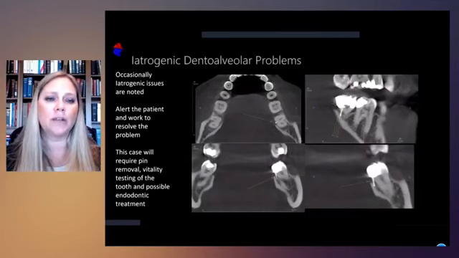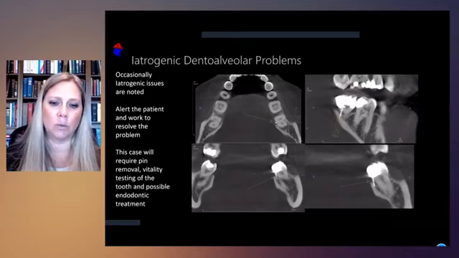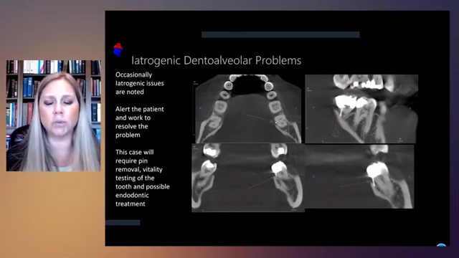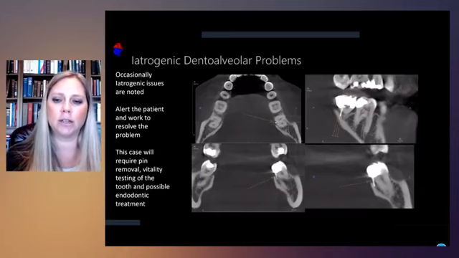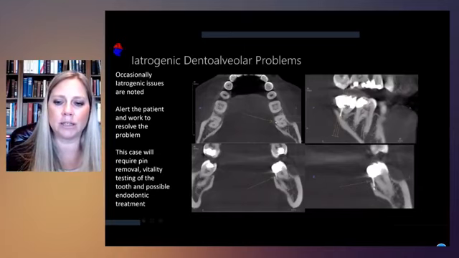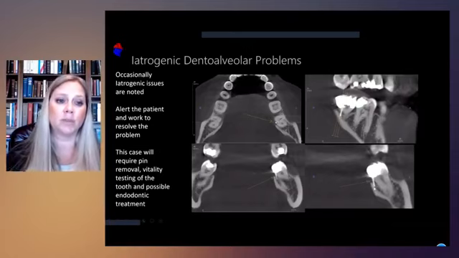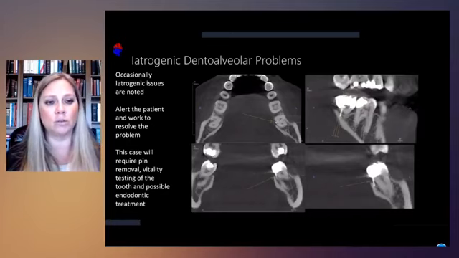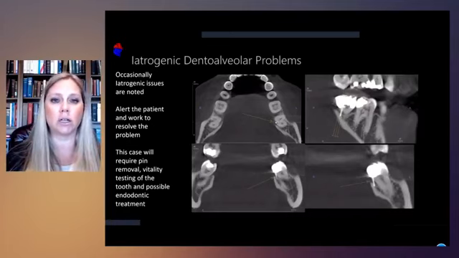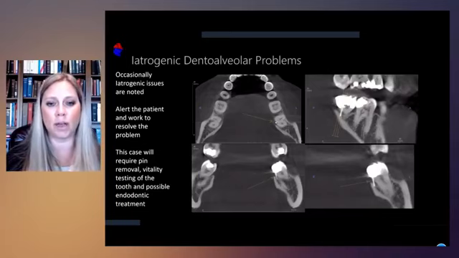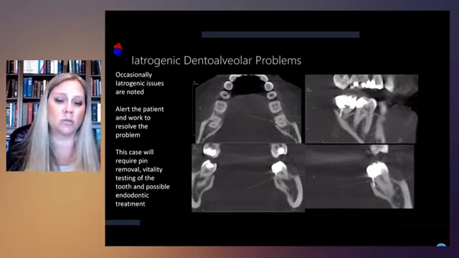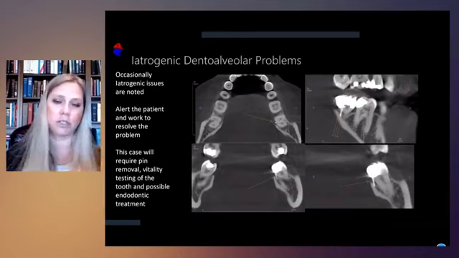We can also have various iatrogenic problems as well. And so in radiology, we do see the good, the bad, and the ugly. And so we just state things very factually. But clearly we can see that a pin has been placed here that extends through the tooth and into the bone. And so we really just want to alert the patient that there is a problem there, and we can work to resolve that problem. And so that will be what the general dentist will be doing with that particular case. As far as radiology, we'll just state the facts.